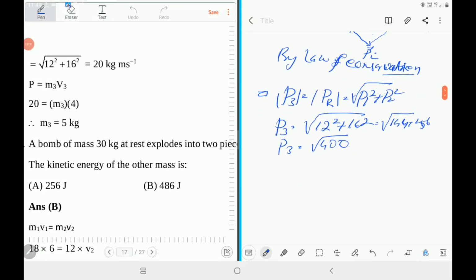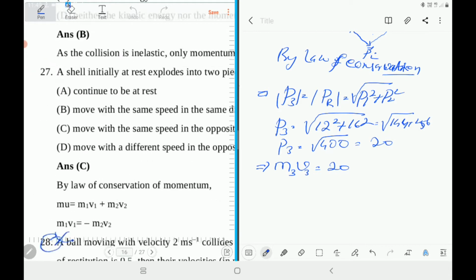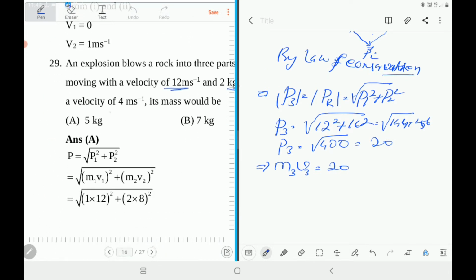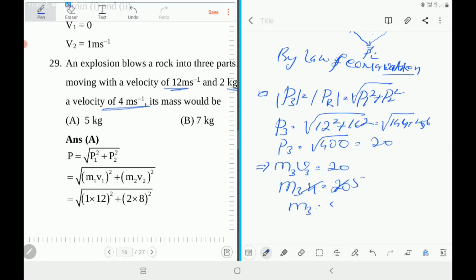So the square root of 144 plus 256 is the root of 400, that is 20. But what is the momentum of part 3? Momentum is mass into velocity of the third piece, m3v3, that is 20. And he says the third piece moves with a velocity of 4 meter per second. So mass m3 into 4 is equal to 20, so m3 is equal to 5 kg, option A. You need to practice these steps, students.